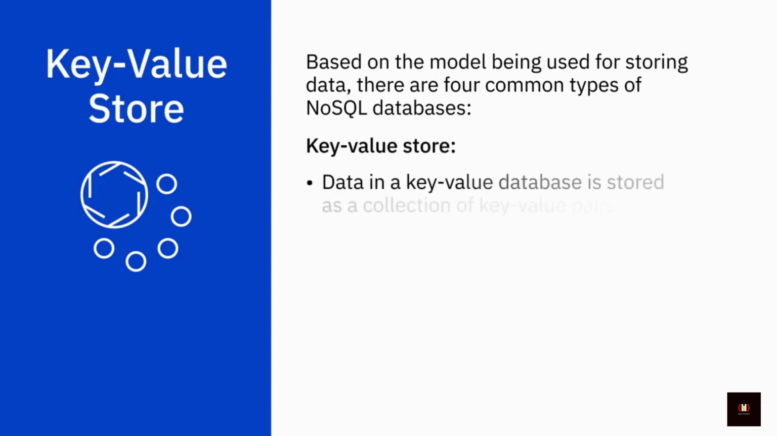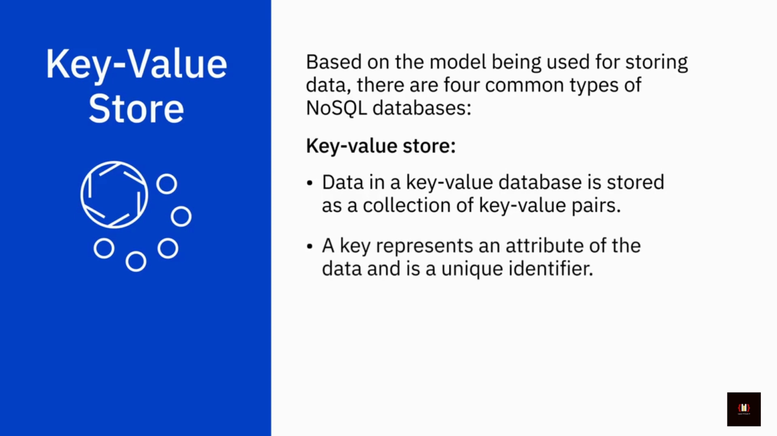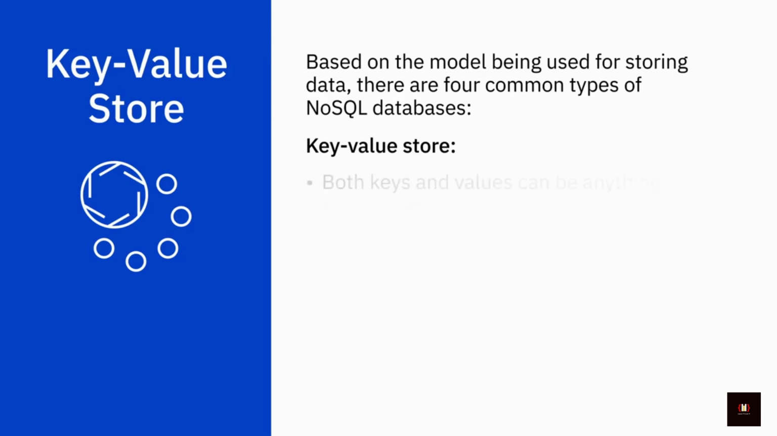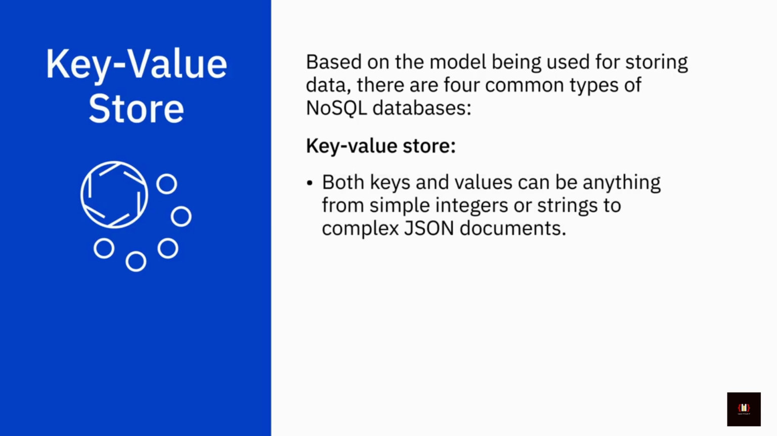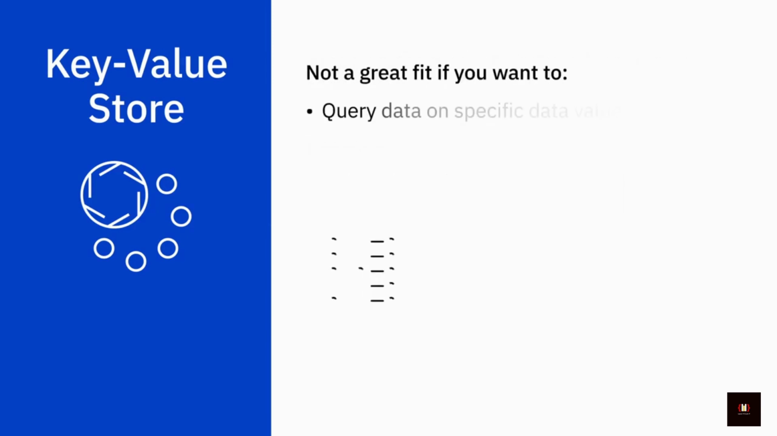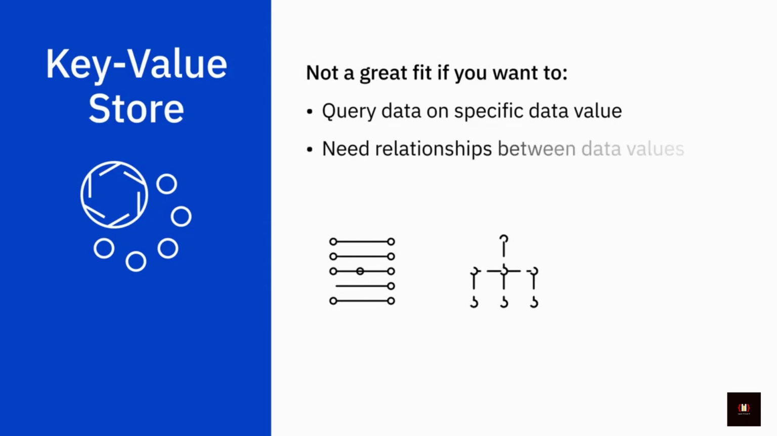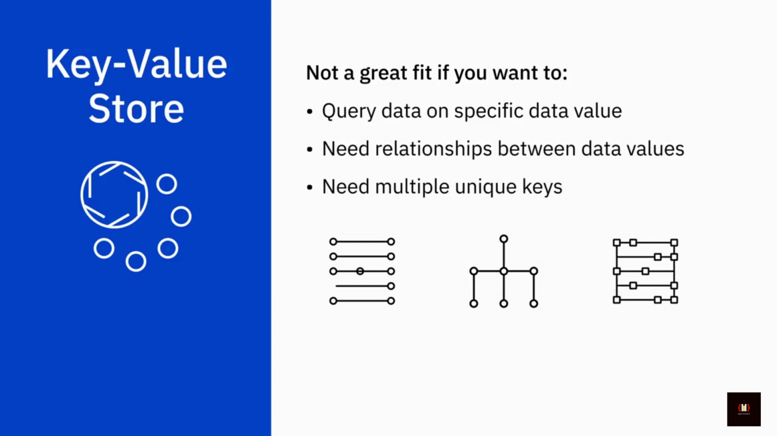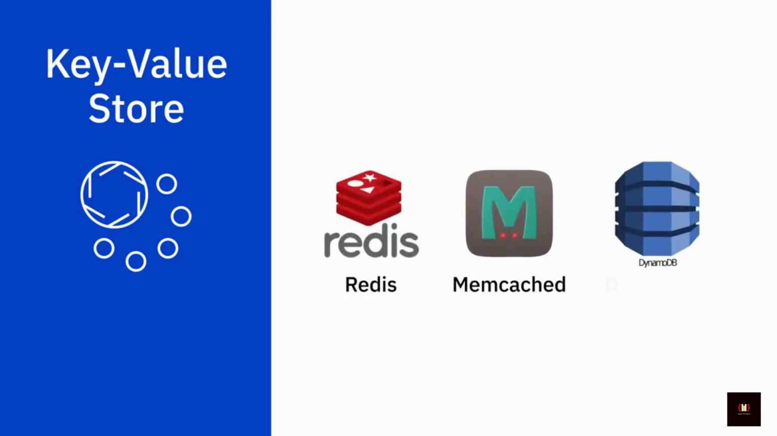Key-value store. Data in a key-value database is stored as a collection of key-value pairs. The key represents an attribute of the data and is a unique identifier. Both keys and values can be anything from simple integers or strings to complex JSON documents. Key-value stores are great for storing user session data and user preferences, making real-time recommendations and targeted advertising, and in-memory data caching. However, if you want to be able to query the data on specific data value, need relationships between data values, or need to have multiple unique keys, a key-value store may not be the best fit. Redis, Memcached, and DynamoDB are some well-known examples in this category.